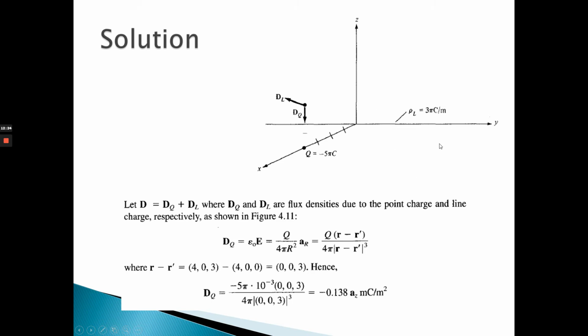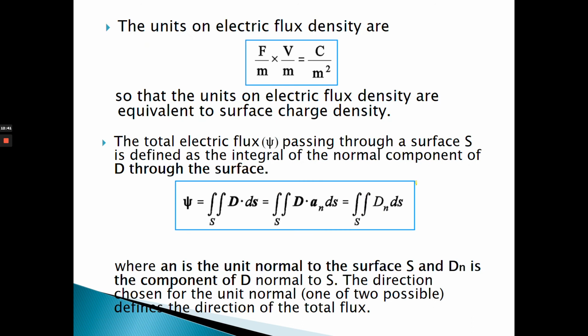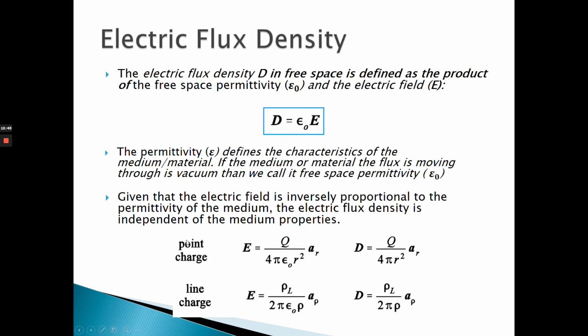Now we have two different charges, with different distributions of charge. We have a point charge here and a line charge here. So for the point charge we will use the point charge equation, and for the line charge we will use the line charge equation, what we have learned so far. The point charge we will use this, and for the line charge we will use this. So this will give us dQ and this will give us dL.